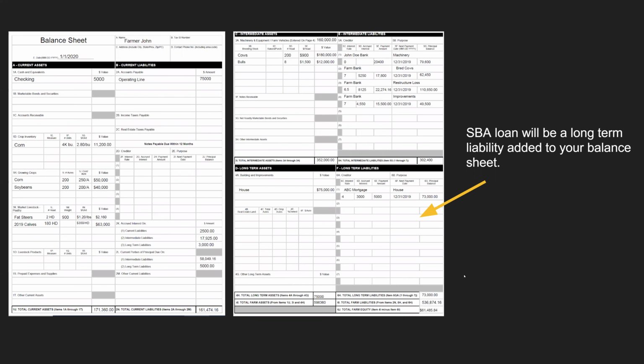I will kick it over to Tommy, and she will review how the Small Business Administration's EIDL loan could impact your balance sheet and cash flow as an ag producer. SBA's loan will be like any other loan. It will be a long-term loan due to the fact that they're giving you 30 years to pay it back. But for amounts over $25,000, they will be taking your business assets as collateral.